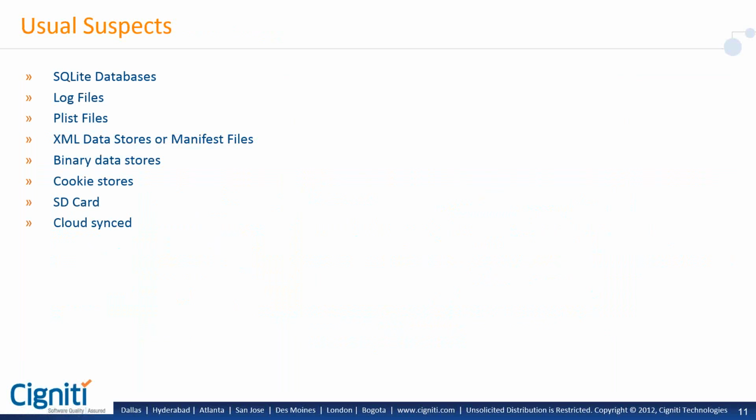Moving on to the next slide, where is this data usually available? What are the usual suspects? Where do you find this information? Specifically in SQLite databases, log files, plist files, cookie stores, the SD card, wherever cloud sync is happening, or the metadata files or manifest files, which are the typical usual suspects for us.